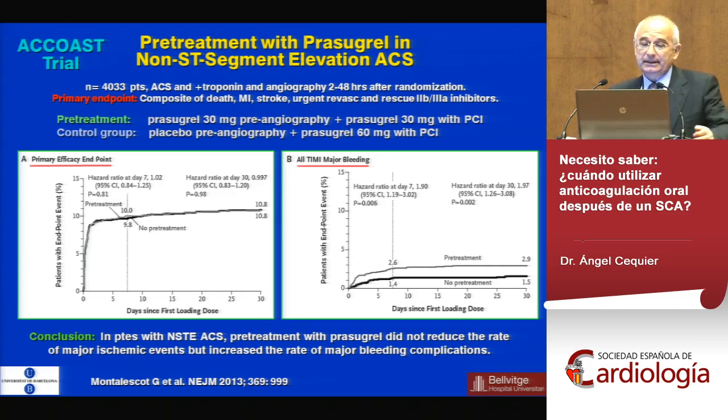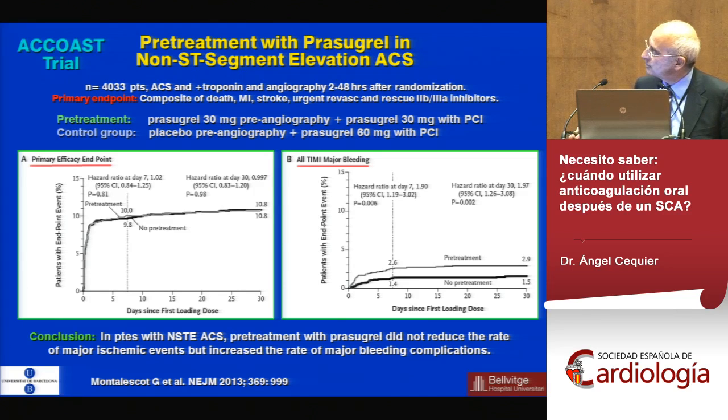Esta diapositiva pertenece al estudio ACOAST, en la cual se evaluó también en pacientes con síndrome coronario agudo sin elevación del segmento ST si una estrategia antiplaquetaria más agresiva podía condicionar un impacto pronóstico significativo. Los pacientes fueron randomizados a prasugrel lo más precozmente posible o bien administrar prasugrel en el momento de la angiografía.